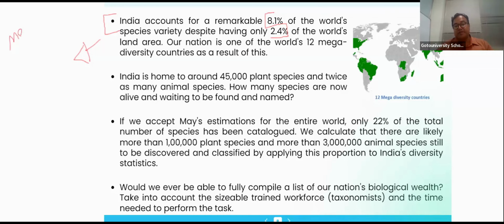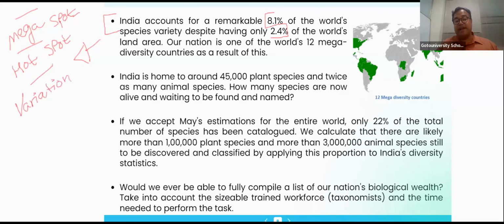Again, I'm repeating: a mega spot is also called a hot spot. A hot spot or mega spot denotes a species-rich area. In the mega spot area, or in the case of a hot spot area, the species are much more. Species are much more in the mega spot as well as in the hot spot, because it is showing the variation and also it is showing maximum adaptation.